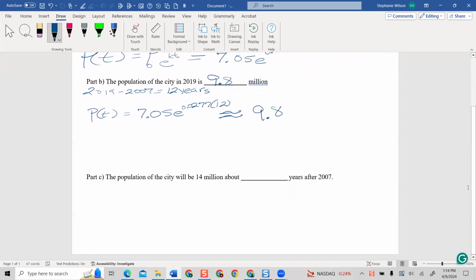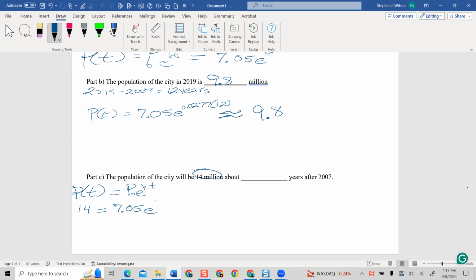Well, part C says, how many years will it take to grow to 14 million? All right, so let's solve for that. We're going to take our function. And if you want to rewrite the original, go ahead, so that way you can see where you're plugging everything in. So I got my P of t. It's going to be 14 million, right? Because that's the outcome we want in the end. And then I have my initial, which is the 7.05. That's what we started with.